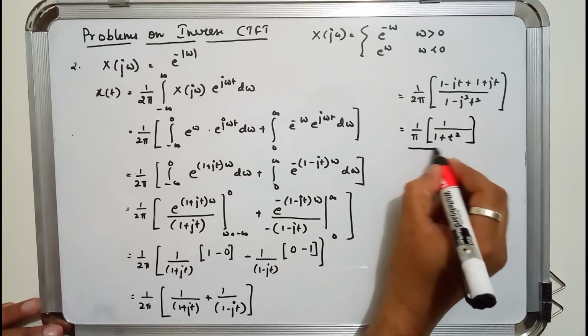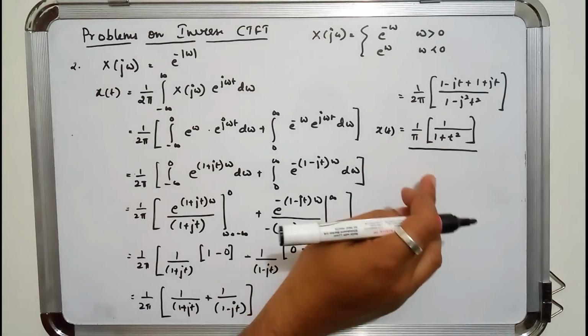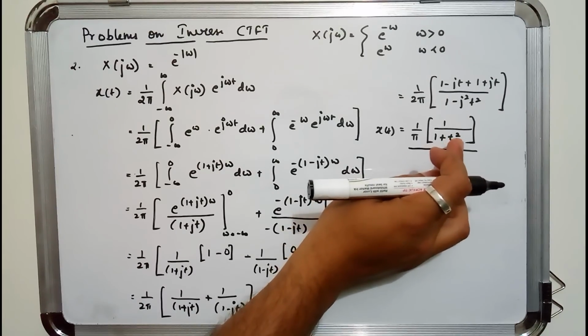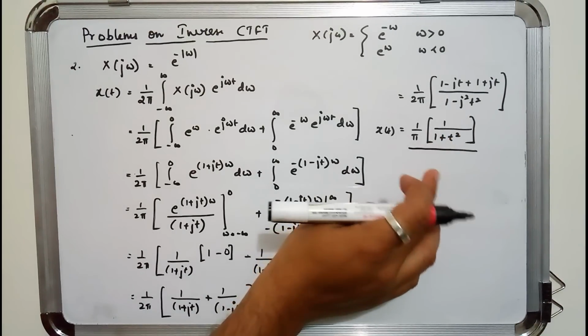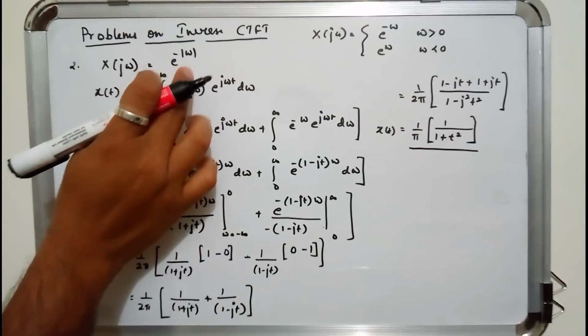So this is x(t), that is the inverse Fourier transform of X(jω). As you can see, it is a function of t only, it does not have any ω terms. So this is the inverse Fourier transform of e^(-|ω|).